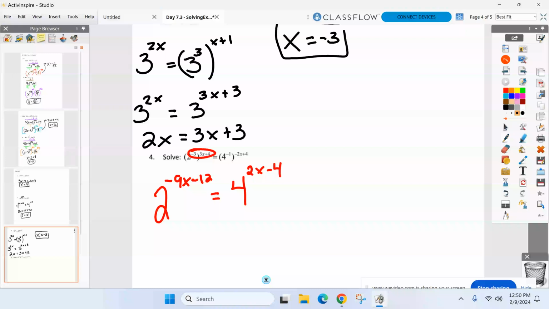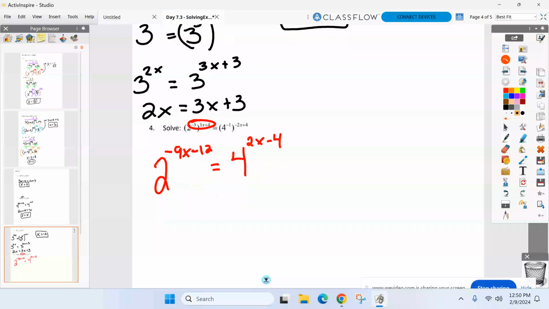Does everyone see why I want to clean it up? One exponent. Now we can change the bases. Am I going to get 2 any lower? Probably not. So we keep that just like it is. 2 to the negative 9x minus 12.